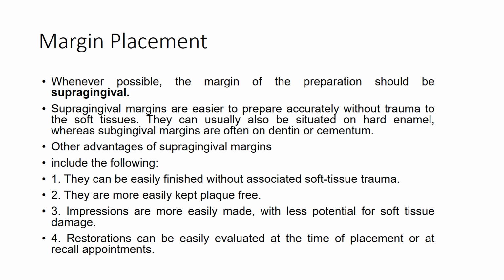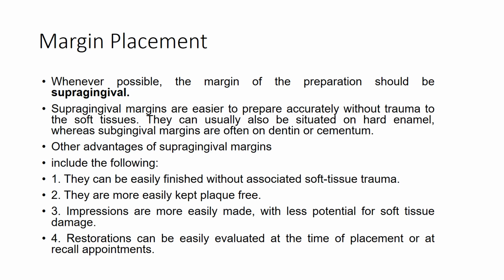Nevertheless, whenever possible, the restoration margins should be kept supragingival because they are more cleansable, more hygienic, and it is easier to remove the cement at the time of cementation. Supragingival margins are also easy to prepare because we can actually visually see where our margin is being placed. It is less traumatic to the gingival tissues around the abutment teeth. They are usually situated on the hard enamel and not at the CEJ or in the cementum, as is the case many times with subgingival margins when recession has taken place.